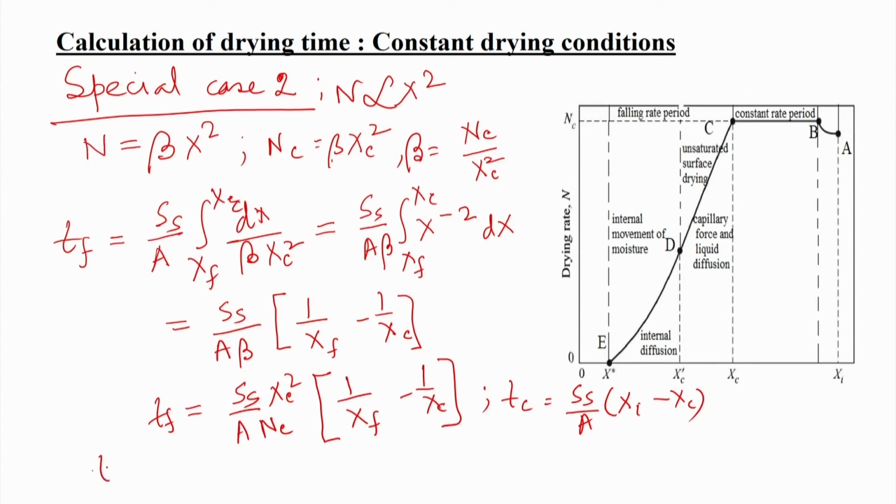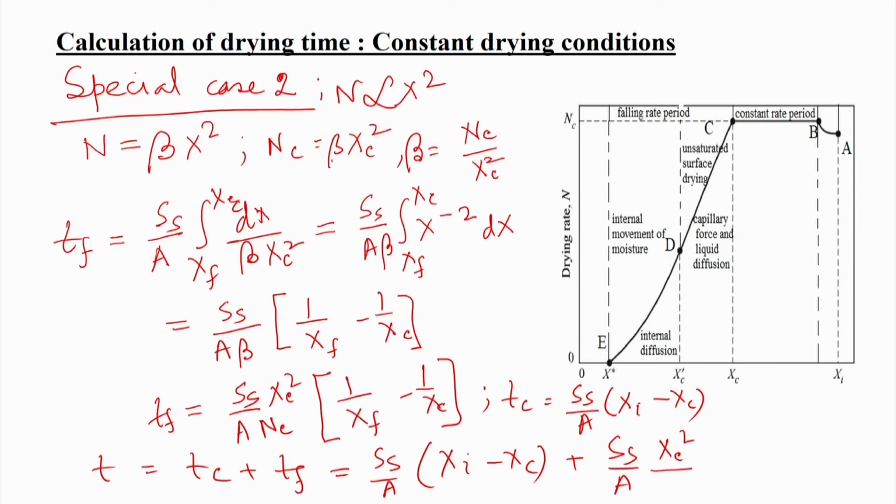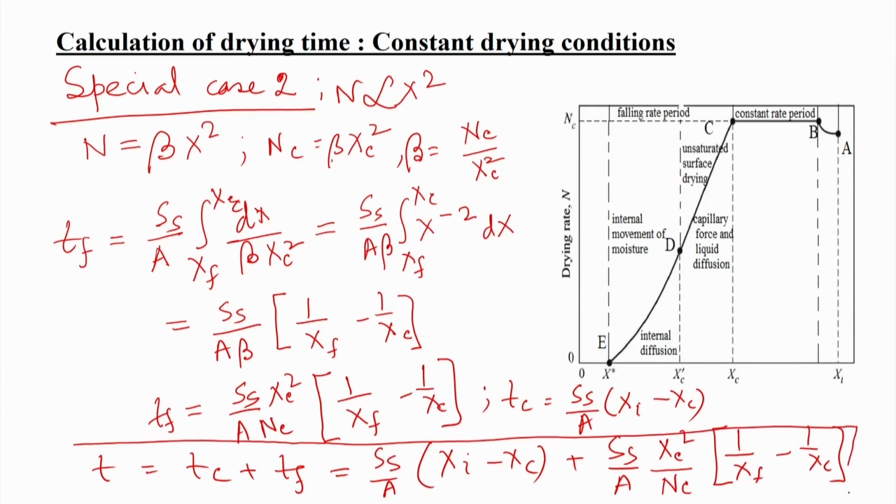So, total time will be equal to T_c plus T_f, which is S_s by A into x_i minus x_c plus S_s by A into x_c square by n_c and into 1 by x_f minus 1 by x_c. So, this is the total time if we say that it is linearly decreasing in the falling rate period.